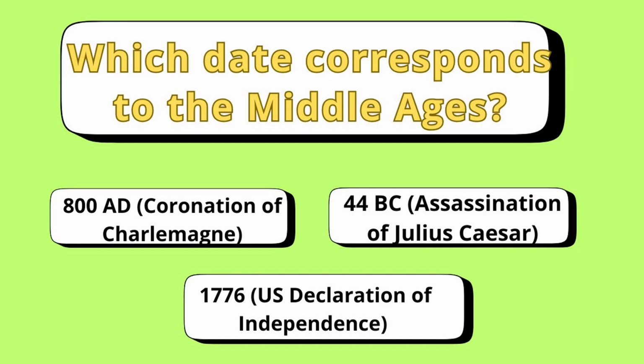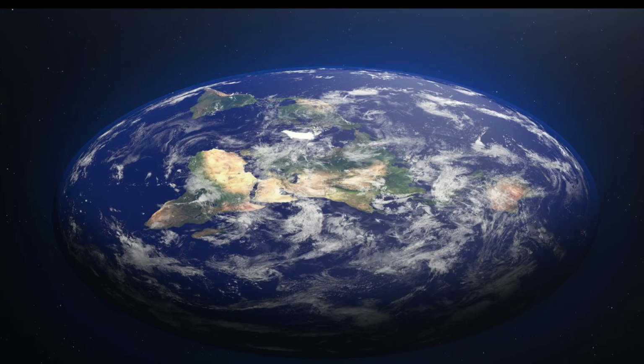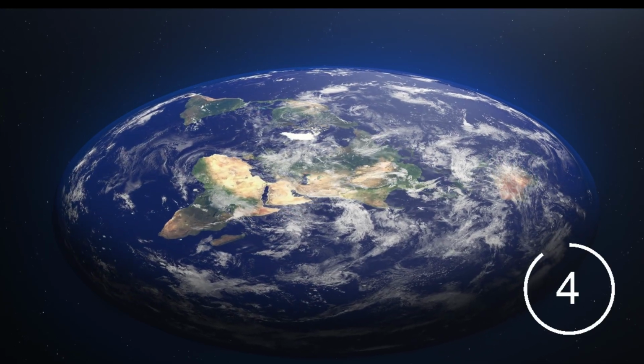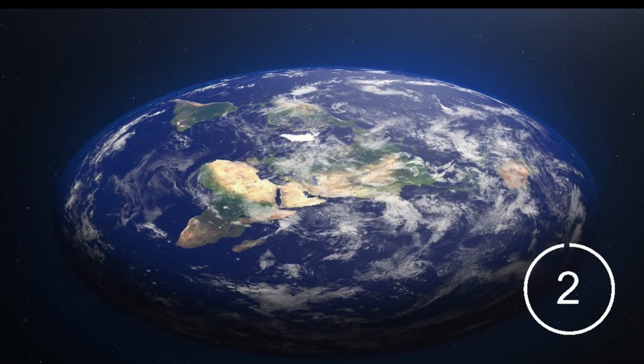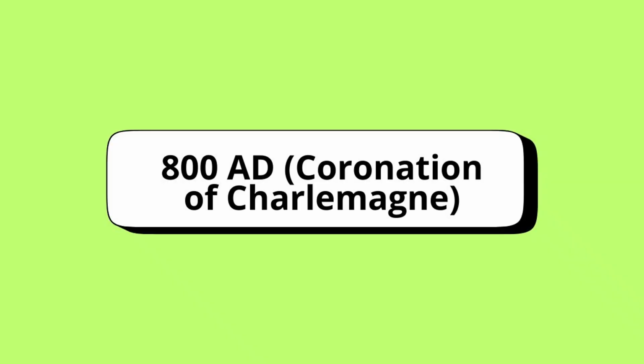Which date corresponds to the Middle Ages? A. 800 AD Coronation of Charlemagne. B. 44 BC Assassination of Julius Caesar. C. 1776 U.S. Declaration of Independence. 800 AD Coronation of Charlemagne.